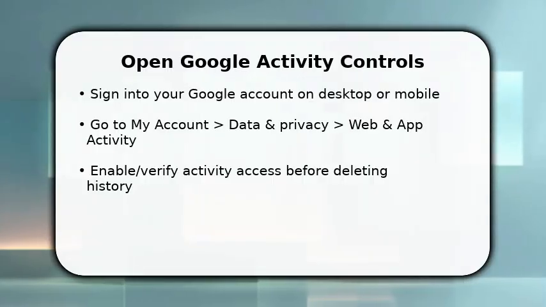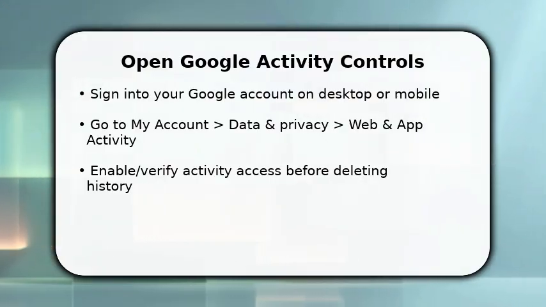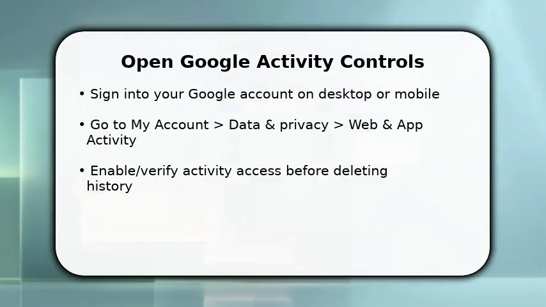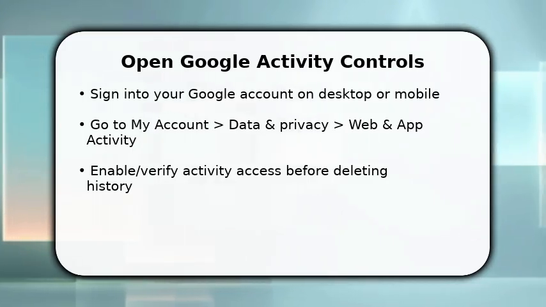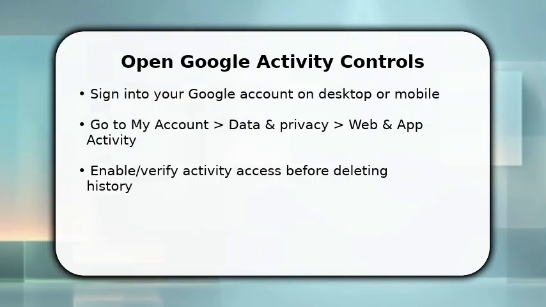You start by signing into your Google account and going straight to data and privacy so you can act now. Once on web and app activity, you'll see what's being saved. This matters because deleting without disabling will allow new items to reappear. Make sure to enable visibility if needed, then tap Manage Activity to view recorded searches and sites.